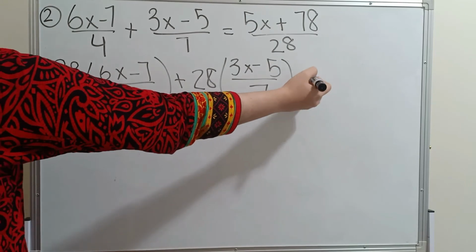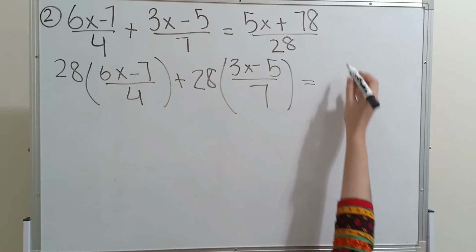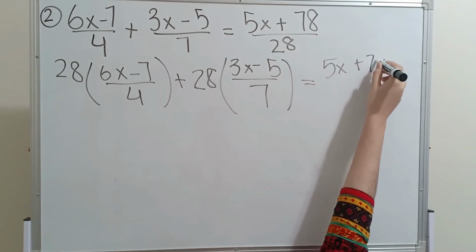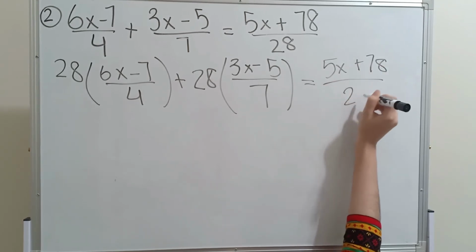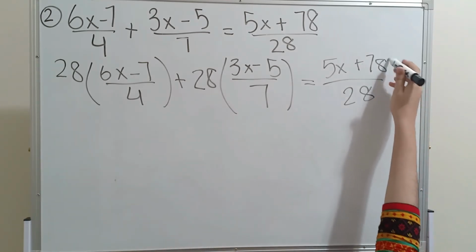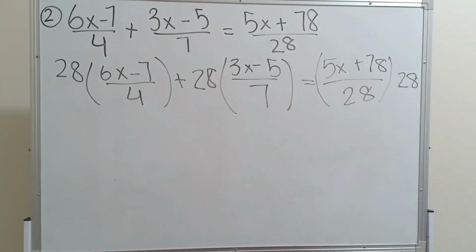equals, and we're going to rewrite the second part of the equation that we have, which is 5x plus 78 over 28. And since we multiplied this side by 28, we're going to do the same thing here. So we can put this in the parentheses and write 28 here, which means we are actually multiplying it to 28. So let's first do this part.